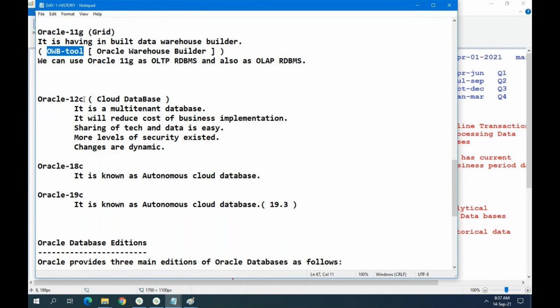Now, what is Oracle 12c? It's completely different. What is 12c? It's a cloud database. C for cloud database. Sir, what is cloud?